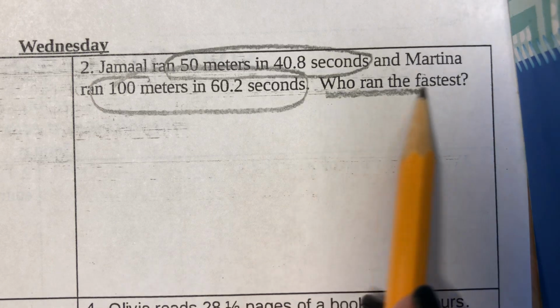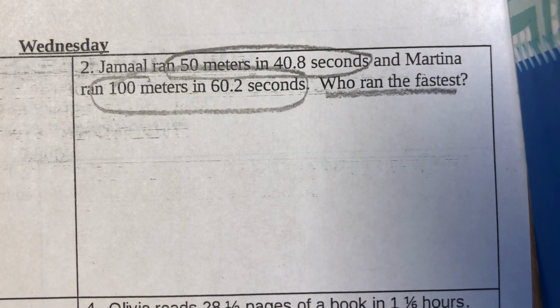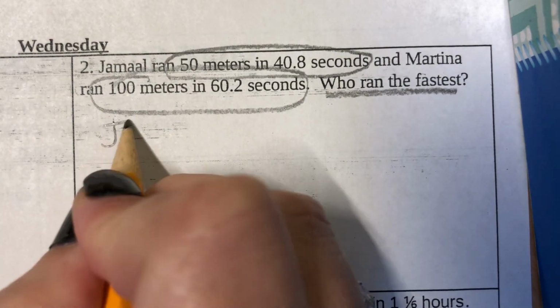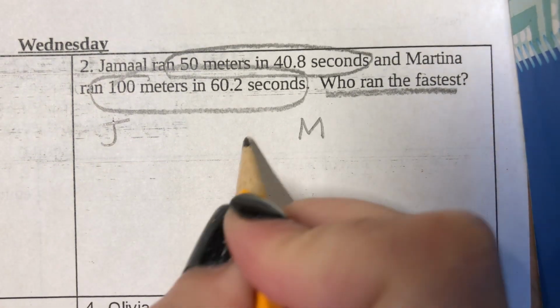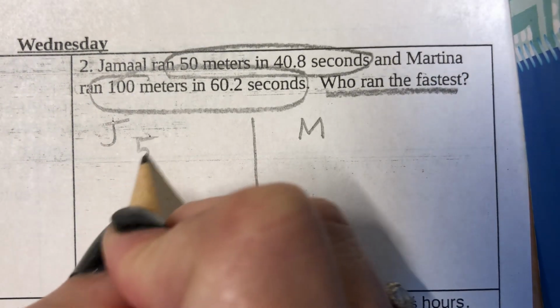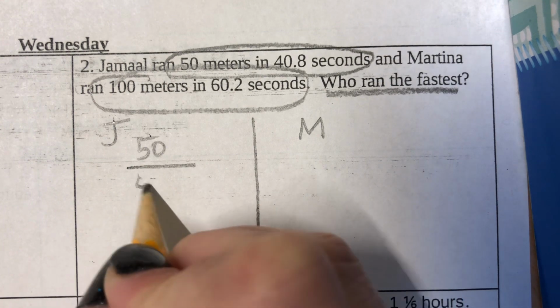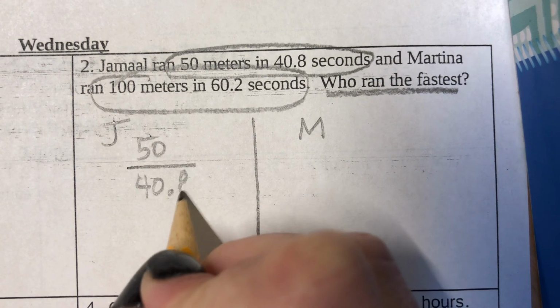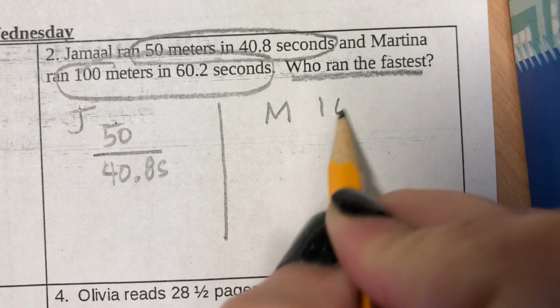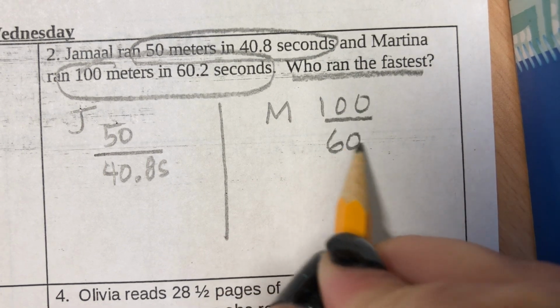Next problem. Jamal ran 50 meters in 40.8 seconds, and Martina ran 100 meters in 60.2 seconds. Who ran the fastest? So these are 2 unit rate problems, and I'm doing a comparison. So I have Jamal here, and we'll do Martina over here on this side. Jamal runs 50 meters in 40, or excuse me, 40.8 seconds. Martina runs 100 meters in 60.2.